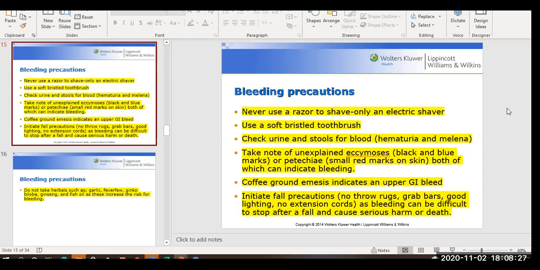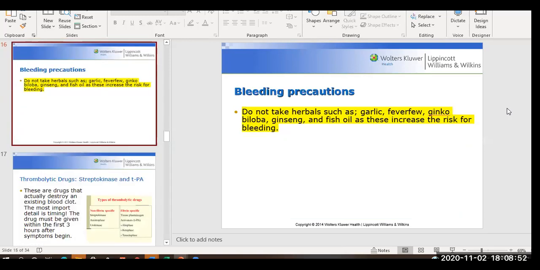And make sure that there are safe fall precautions, no throw rugs, make sure they have grab bars, good lighting, no extension cords. Because if your patient is on an anticoagulant and they fall, and they hit their head, they can have a subdural or arachnoid hemorrhage. They can bleed in their brain and die. And I've seen that happen. It's a sad thing, okay? So you wanna make sure they do not fall, okay?